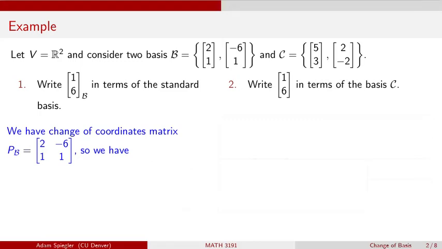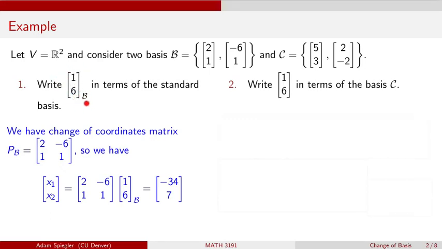And here we can check that the matrix multiplication is going to give us a vector which is (-34, 7). So that means this vector (1, 6) written relative to B coordinates is the same thing as taking 1 times this vector plus 6 times the second basis vector. So that results in the vector (-34, 7), which is in terms of our standard basis. So this is really a vector which is 34 units to the left and 7 units up.